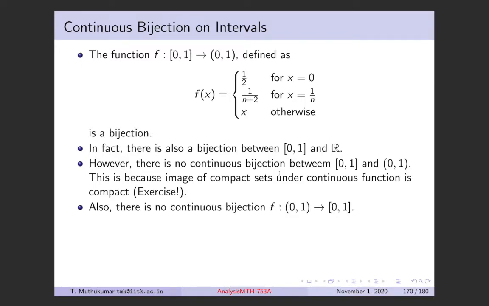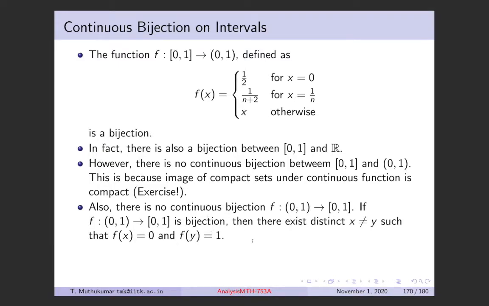Similarly, if you reverse this question, can we have a continuous bijection from the open interval (0, 1) to the closed interval [0, 1]? Again, the answer is no, using again a simple result of metric spaces. We can prove it by contradiction. Suppose there is a continuous bijection from the open interval (0, 1) to the closed interval [0, 1]. Then you can choose two distinct points x and y in the open interval (0, 1) such that x is mapped to 0 and y is mapped to 1.